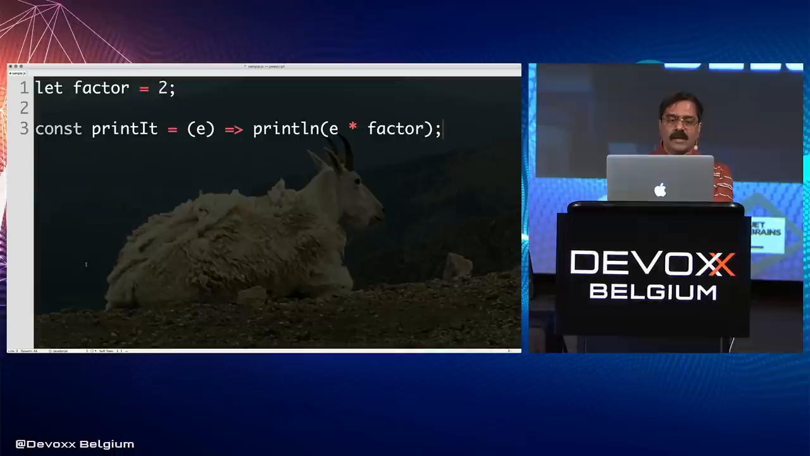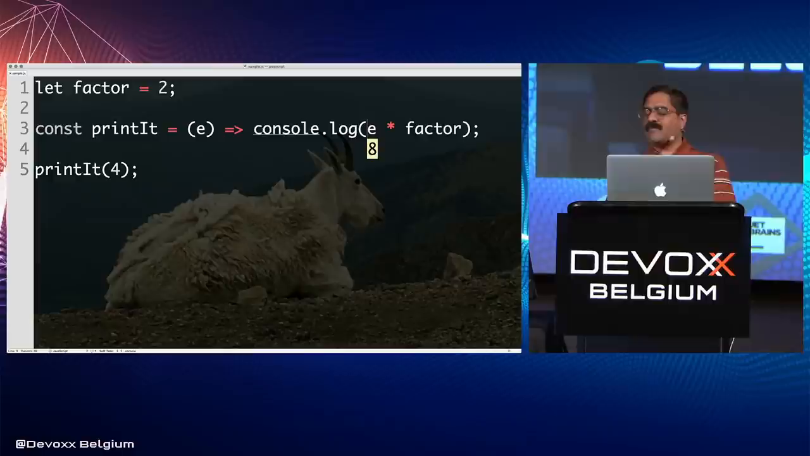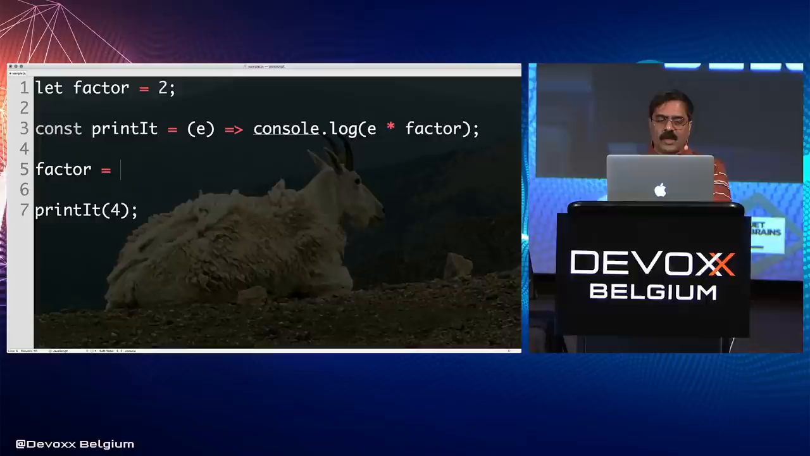Now I want to call printed with, let's say, the value of 4. When I run this code, you can see that in this particular case, it printed a value of 8. So there's no confusion so far. But I'm going to change it to a factor equal to 0, and I'm going to ask the question, what's the output?